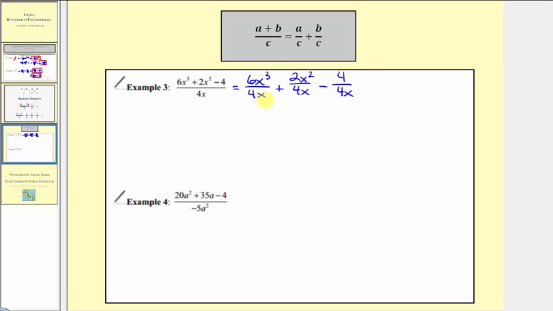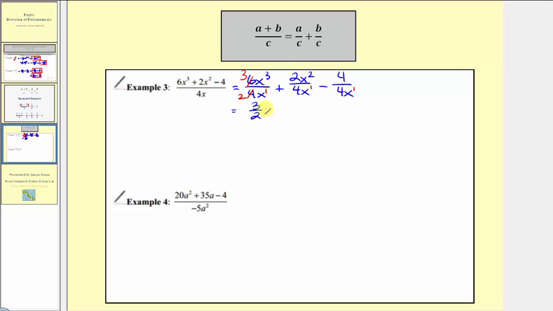Remember, the exponent on x is 1, here, here, and here. So now we'll simplify each fraction. Notice for the first fraction, 6 and 4 share a common factor of 2. There are 3 2's in 6 and 2 2's in 4. So we'd have 3/2, and then we have x to the 3rd divided by x to the 1st.